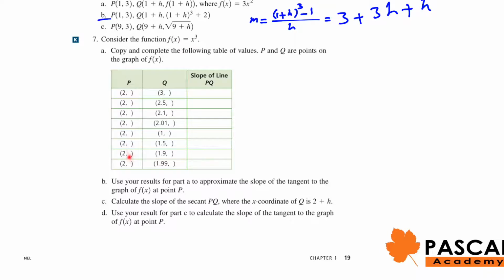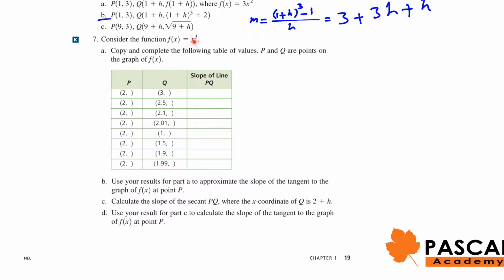To complete the first column, we plug in 2 into the function and we find the y value of P, which is 8. To complete the second column, we plug in 3, 2.5, 2.1 and so on into f of x equals x cubed and we find the y values.